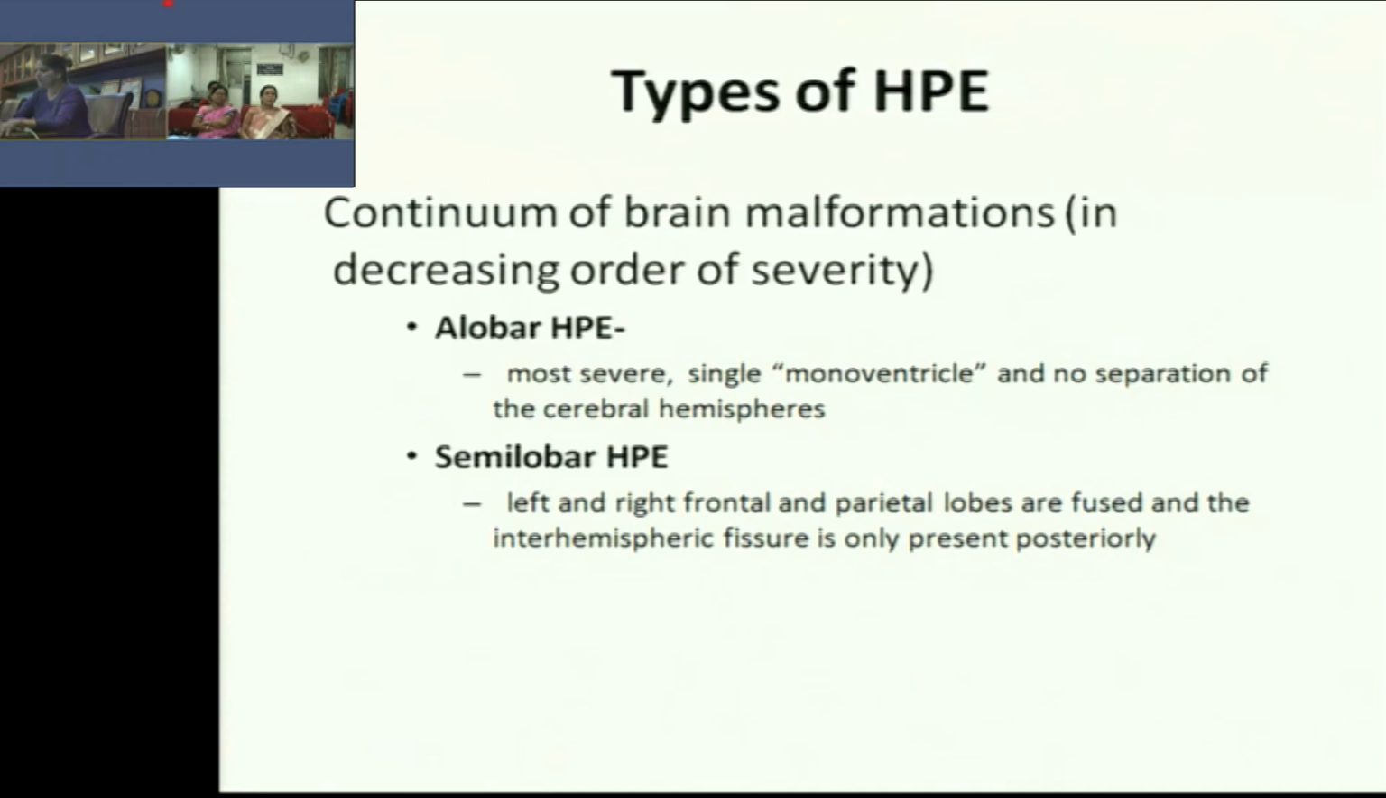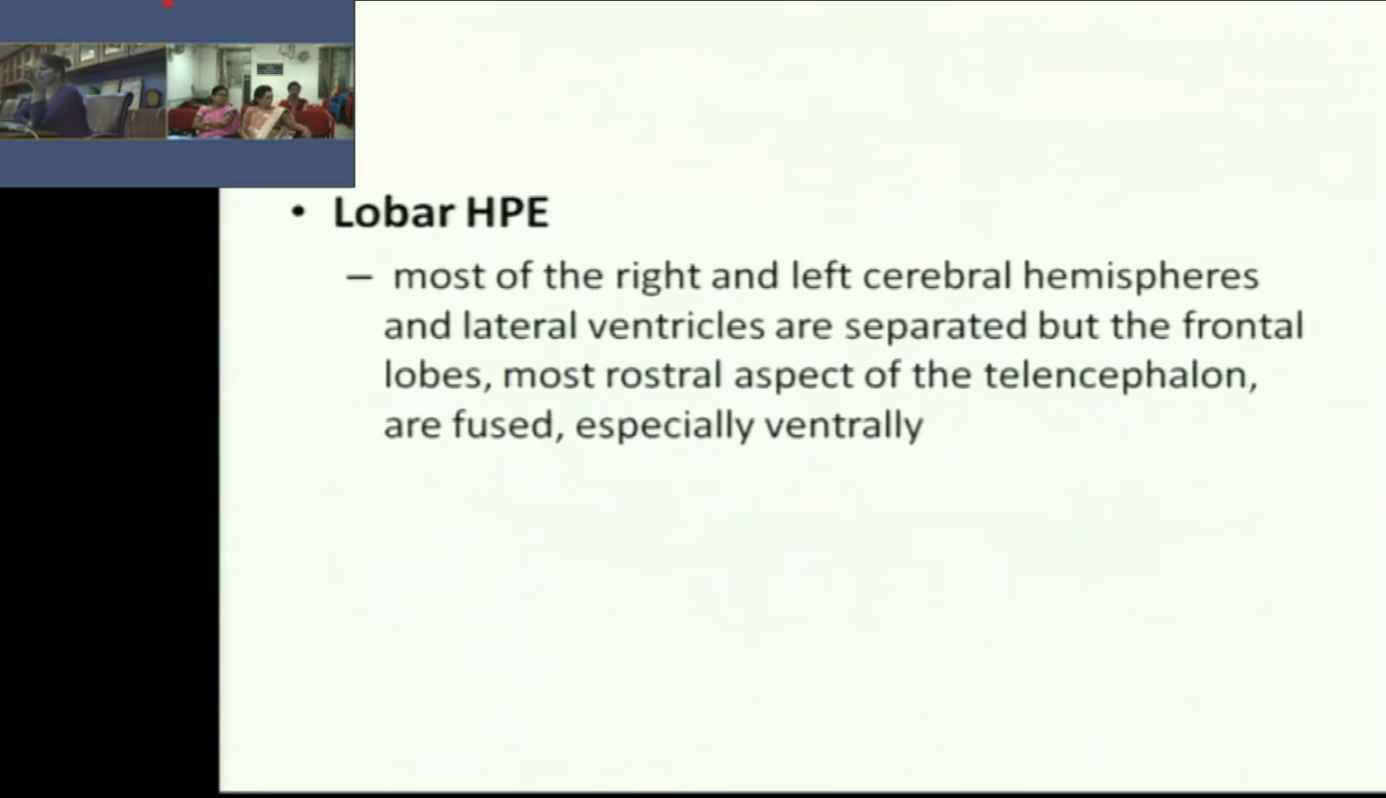In alobar holoprosencephaly, there is a single monoventricle with no separation of the cerebral hemispheres. In the semilobar type, the left and right frontal and parietal lobes are fused, and I will show you the pictures, and the interhemispheric fissure is present only posteriorly. In the lobar type, which is the mild one, most of the right and left cerebral hemispheres and the lateral ventricles are separated, but the frontal lobes, the most rostral aspect of the telencephalon, are fused, especially ventrally.